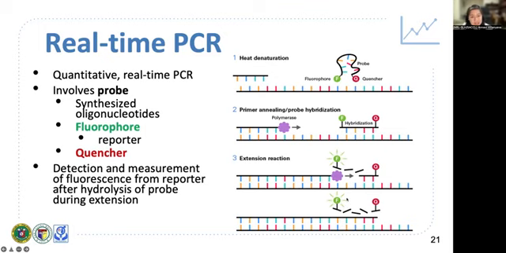And this fluorescence, the intensity of it is measured. Kaya ang tawag sa kanya is reporter molecule. And this intensity is what is recorded later on, makikita natin dun sa ating amplification curve during your real-time PCR.